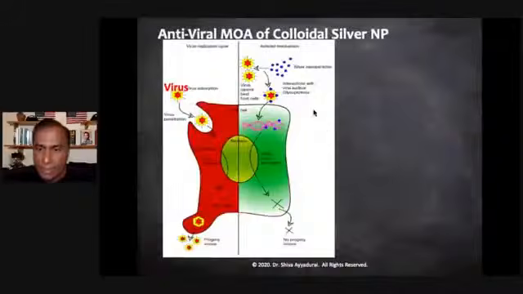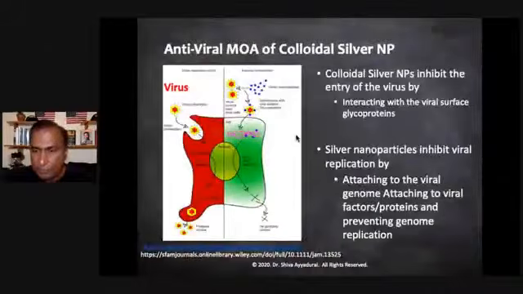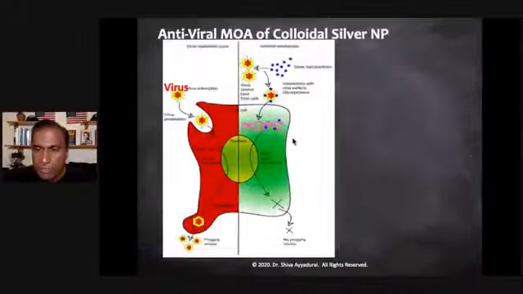The second thing it does, in addition to this, is that the silver particle literally attaches to the viral genome, okay, and attaches to the factors and proteins. So remember, this stops the replication process, the Xerox machine from replicating, because it's basically polluted the ribonucleic acids, or the double-stranded RNA inside that the virus releases. So two ways that it affects the viral end.